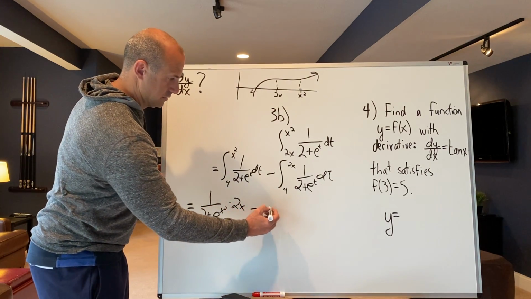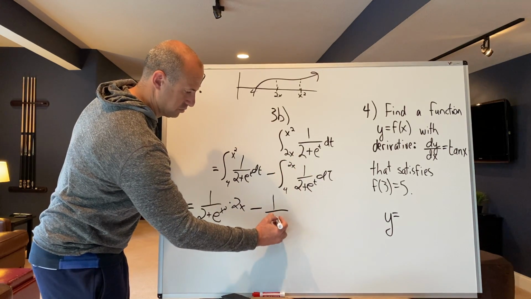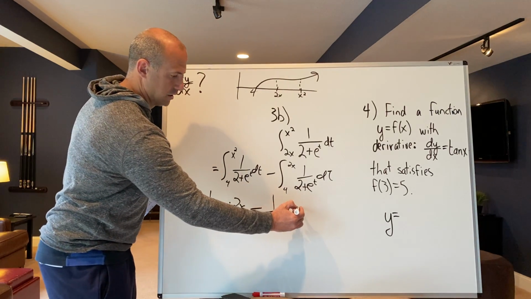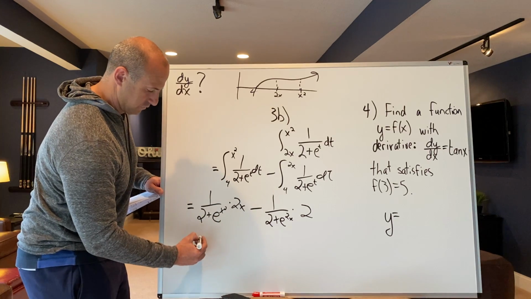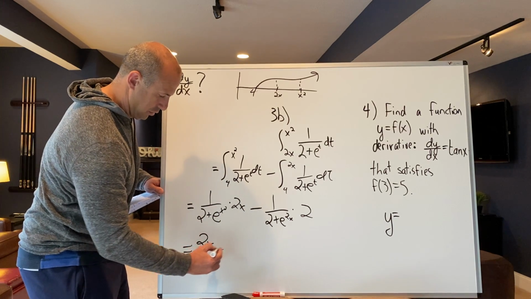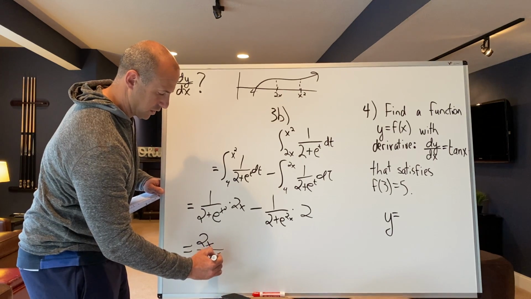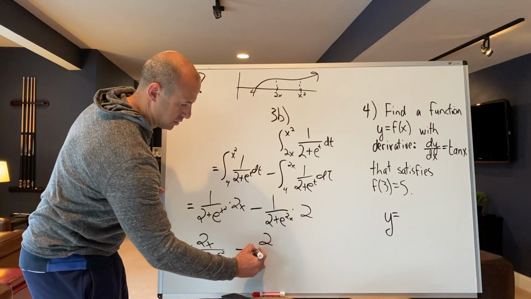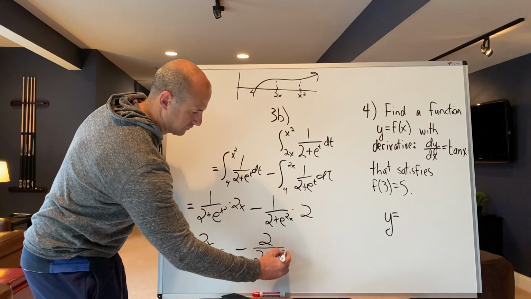Over here, this is going to be 1 over, you plug the 2x in, so 2 plus e to the 2x. Again, don't forget chain rule, times 2. Putting those all together, we end up with 2x over 2 plus e to the x squared minus 2 over 2 plus e to the 2x.